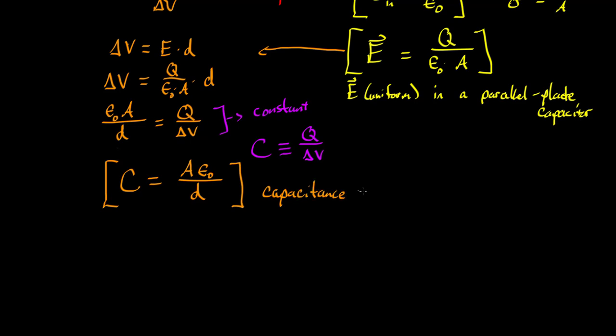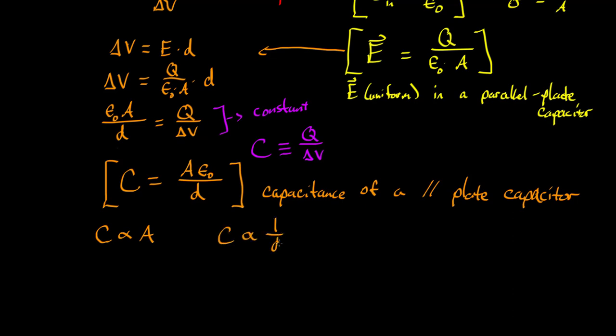Capacitance of a parallel plate capacitor. I'm just going to put parallel because I can't spell it. Plate capacitor. And so what we can see is that the capacitance depends only on the area of the plate and how far apart they are. So the capacitance is proportional to the area, meaning that if the area goes up, the capacitance goes up. And it's inversely proportional to the distance between them. So as the distance gets bigger, the capacitance gets smaller.